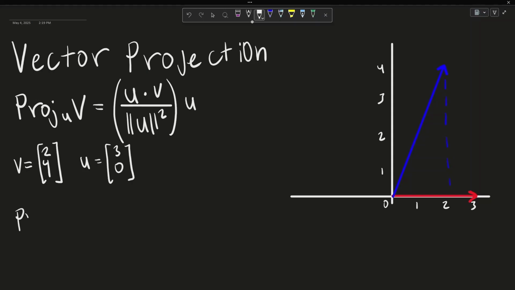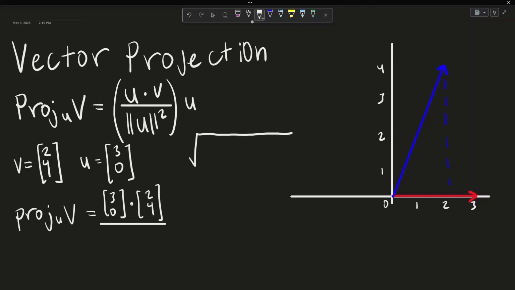So if we take the projected component of v onto u as equal to the dot product of u and v, so let's take 3, 0 dot 2, 4. We then divide it by the magnitude of u squared. And a useful trick here is that since we know that the magnitude of u is given by the Pythagorean theorem, which has a square root, all we need to do to square this is get rid of the square root. So instead of taking component 1 squared plus component 2 squared and that whole thing squared, we just take 3 squared plus 0 squared. So the denominator is equal to 3 squared plus 0 squared.